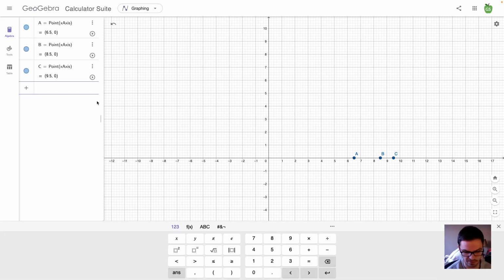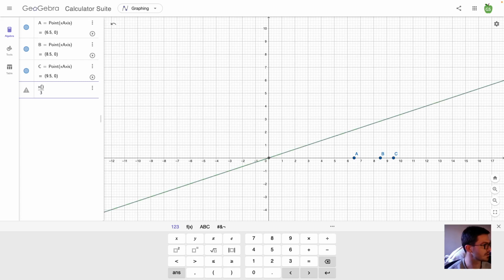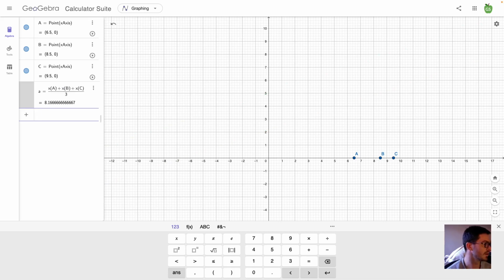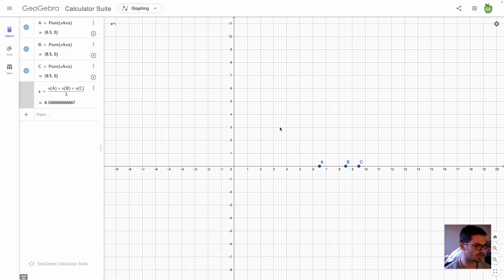So let's do divided by 3. And then at the top, we'll do the x value of A plus the x value of B, and then plus the x value of C. So the average of these weights is 8.16. That would probably be my first guess, right? If someone asked me what the weight of a new cat would be, I would do something like this. But let's treat it like a neural network.